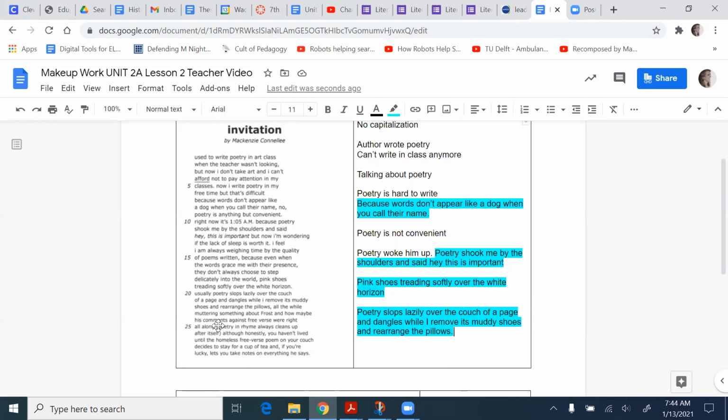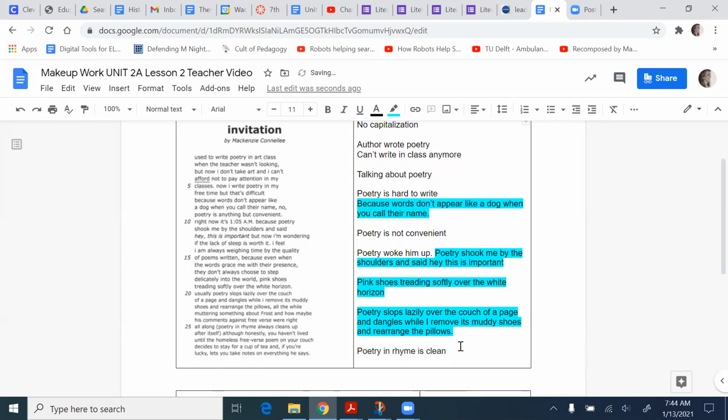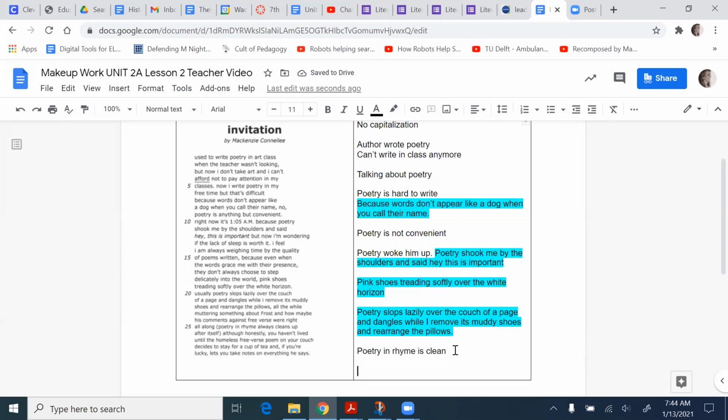So I'm right here on line 25. "Poetry and rhyme always cleans up after itself." So poetry and rhyme is clean. He's saying poetry that rhymes at the end is clean. I get that much. Okay, so clean, like they're easier to read, I think is what he's saying. "Although honestly, you haven't lived until the homeless free verse poem on your couch decides to stay for a cup of tea. And if you're lucky, lets you take notes on everything he says." So I don't get it, but I know that he's comparing free verse poetry to a homeless person on your couch.